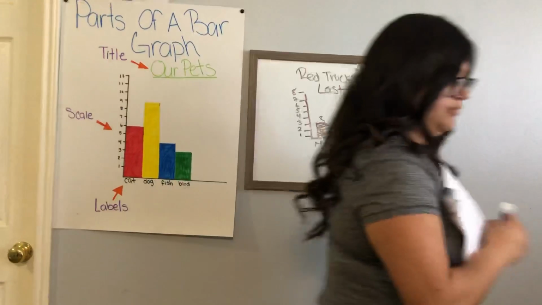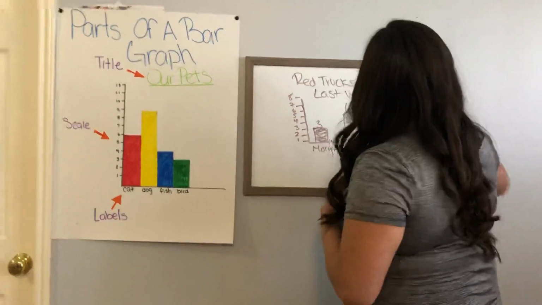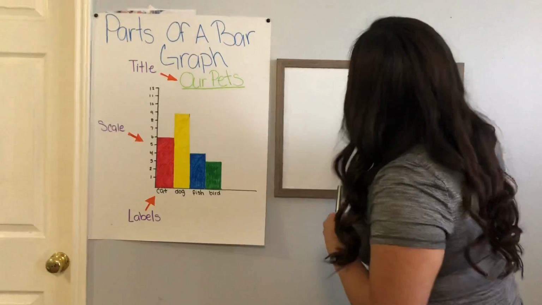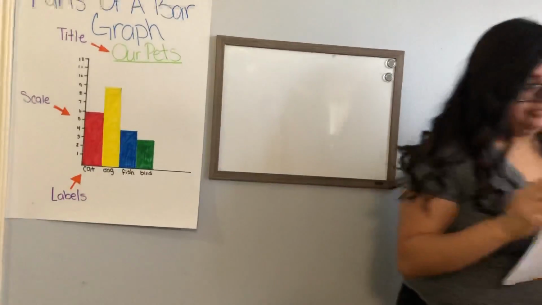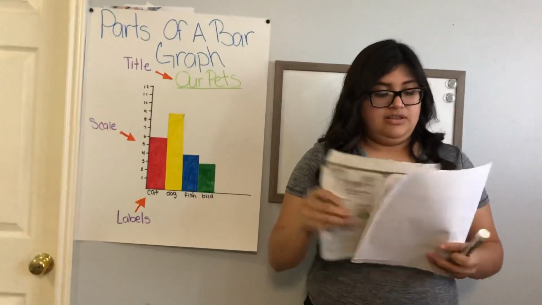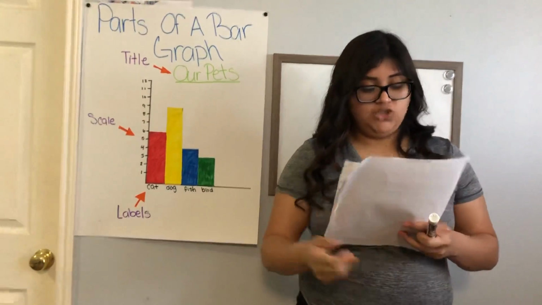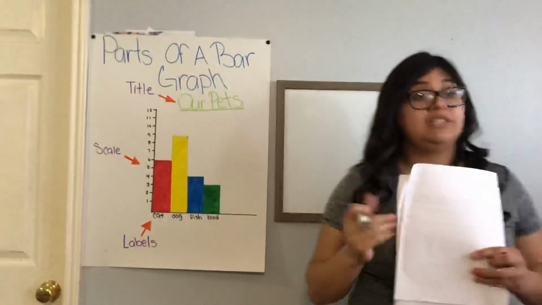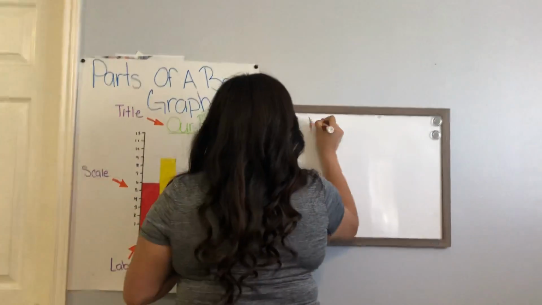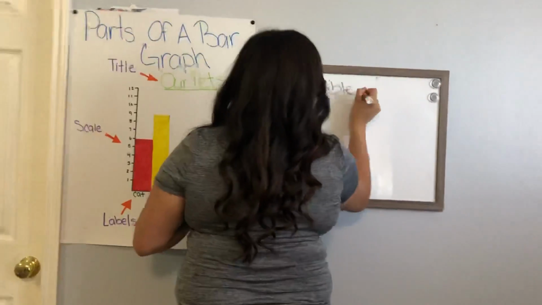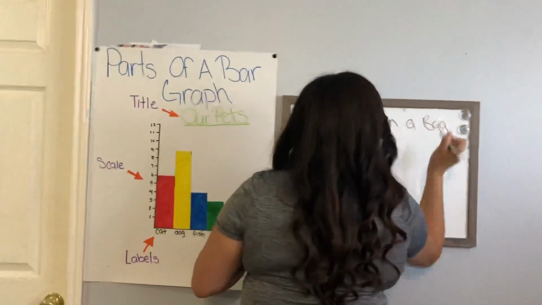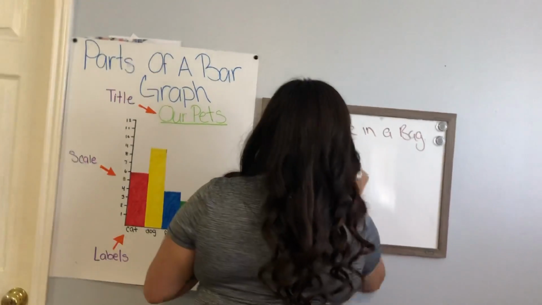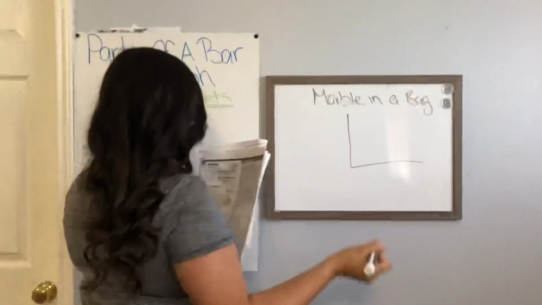All right, so let me erase this. Okay. Let's do one more example. Let's do now marbles in a bag. Okay, so let me make a scale. Again, we're going to make the scale all the way up to 7.